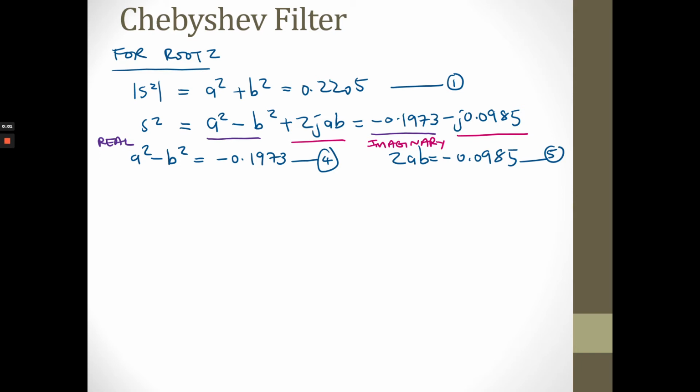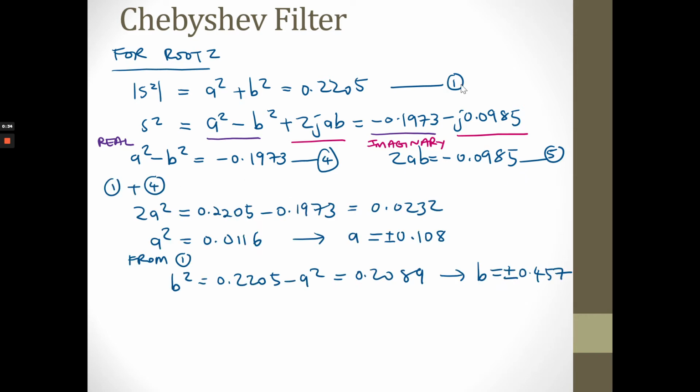The next one, we proceed the same procedure for root 2. So again, we use equation number 1 for the magnitude of s squared, a squared plus b squared equal to 0.2205. And for root number 2, based on this equation, we have this complex value, and then we equalize these two functions based on real and imaginary. So this is for real part and this is imaginary part. This is for equation 4 and 5 respectively.